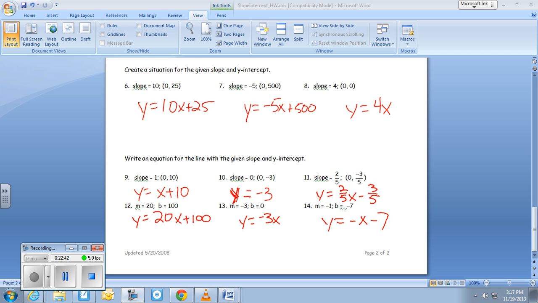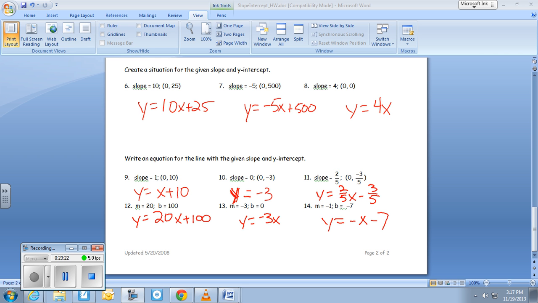And then continuing on with slope-intercept form, given slope and y-intercepts. So number 9 is y equals x plus 10. I don't need the 1x plus 10, so just leave the 1 off. Number 10 is y equals negative 3. The slope is 0, so I know it's a horizontal line at y equals negative 3. And then 11, slope is 2/5, so y equals 2/5 x minus 3/5. And number 12 is y equals 20x plus 100. Number 13, y equals negative 3x. My y-intercept is 0, so I don't need to put plus 0 at the end.